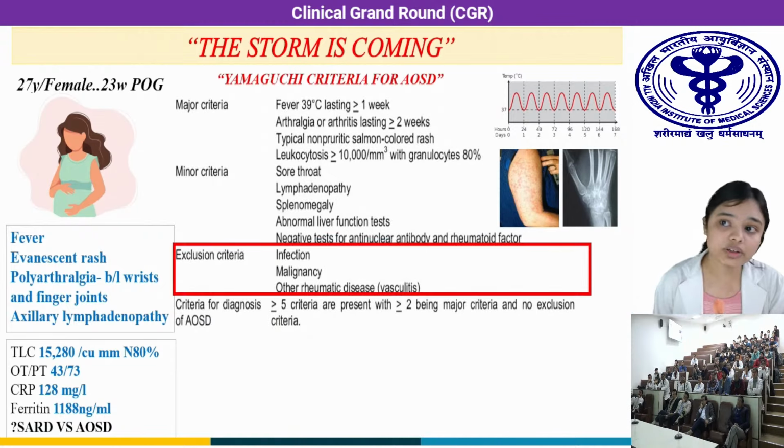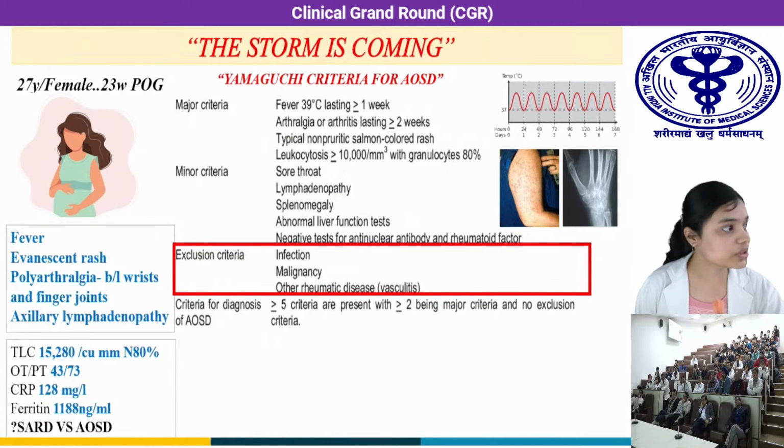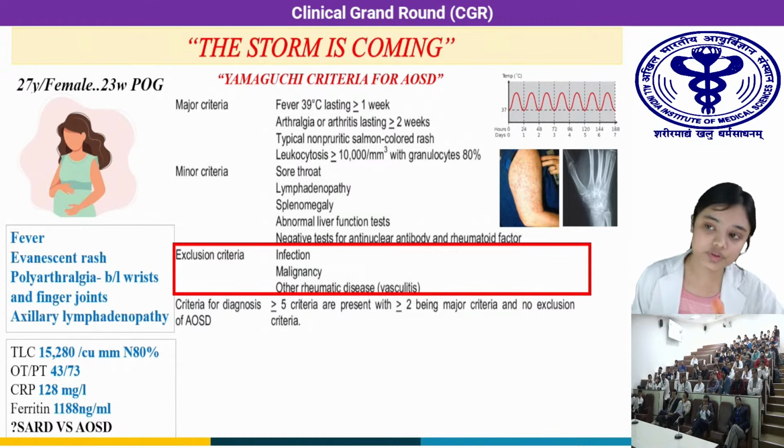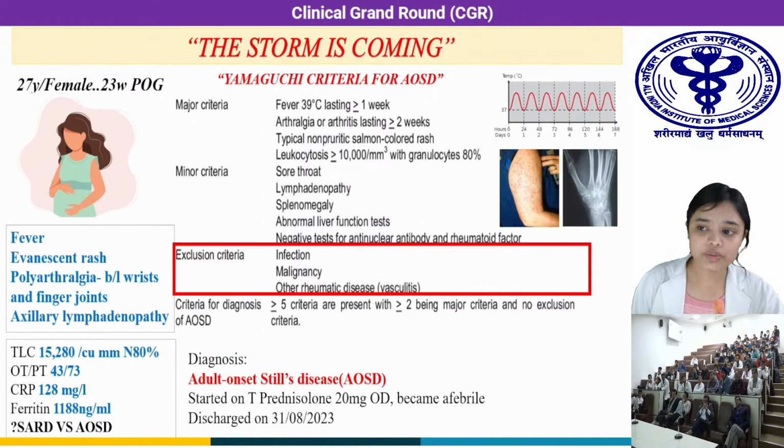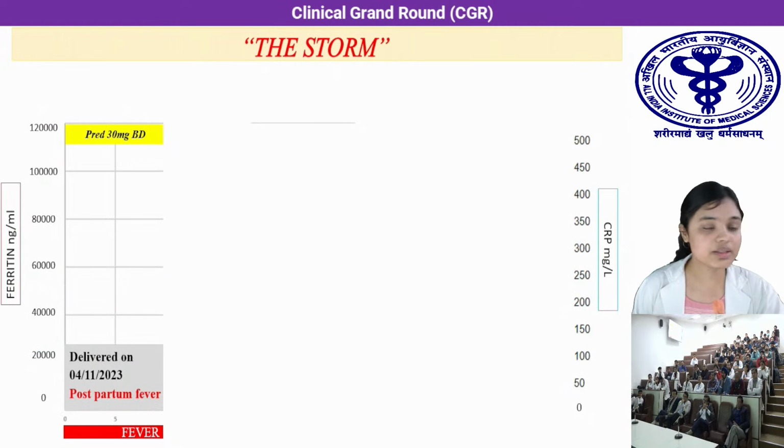The most important part of the criteria is the exclusion component. Infection, malignancy, and other rheumatic diseases have to be ruled out before we make a diagnosis of AOSD. So our patient was diagnosed with adult onset Still's disease, started on steroids, and she was discharged on 31st of August. She came back after 2.5 months for safe confinement. She delivered a healthy baby, but postpartum she started to spike high-grade fever.